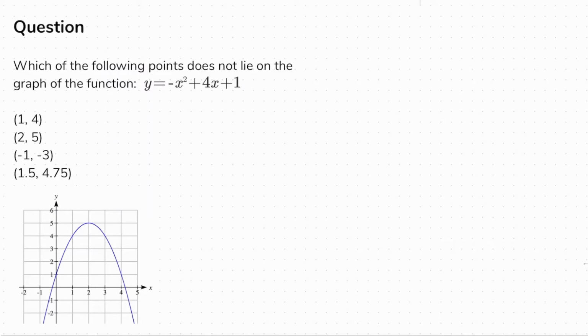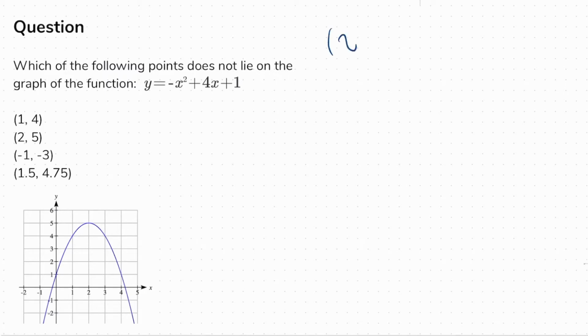Now, in this question, we're given 4 different sets of coordinates, and we're asked to find which point does not lie on the function y equal to negative x squared plus 4x plus 1, which is graphically shown down below. Now, one of the things I could do is look at the graph and see if it makes sense, but that's not going to work for some of these because, as we can see, with minus 1, minus 3 is actually somewhere down here, so it's not on the graph. So I'm going to use substitution instead.